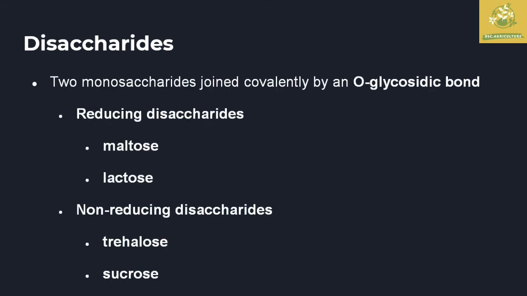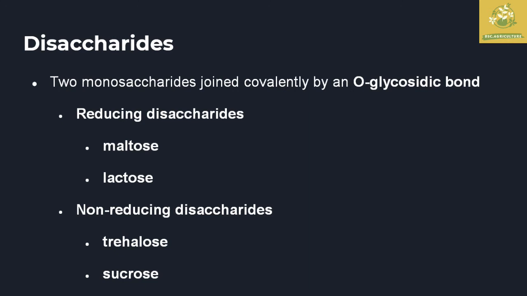The first one is oligosaccharide, which is also known as disaccharides. Disaccharides are nothing but two monosaccharides joined by a covalent bond, the O-glycosidic bond. We can classify disaccharides into two types: the reducing one as well as the non-reducing one.